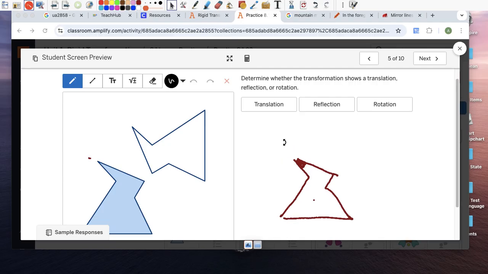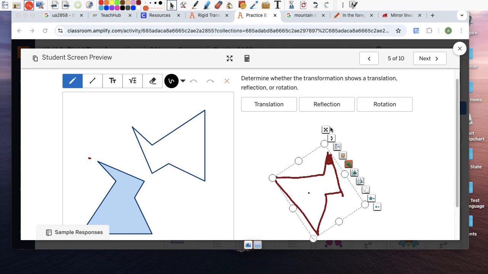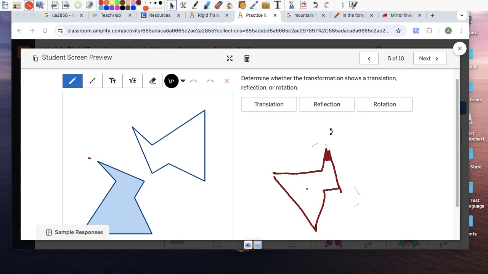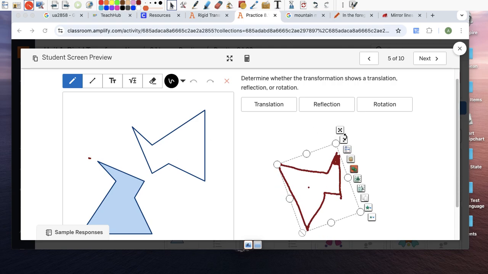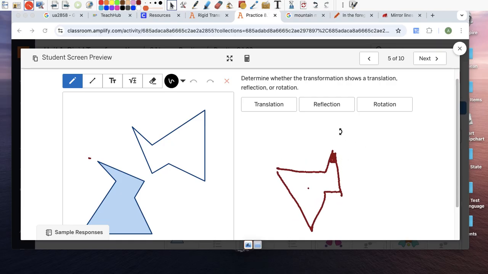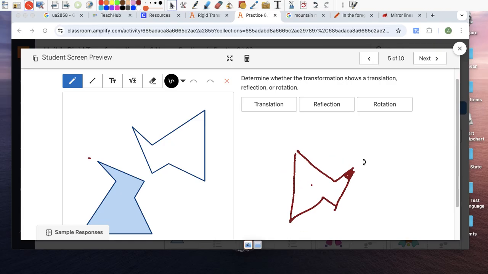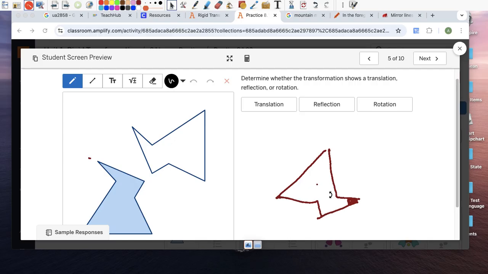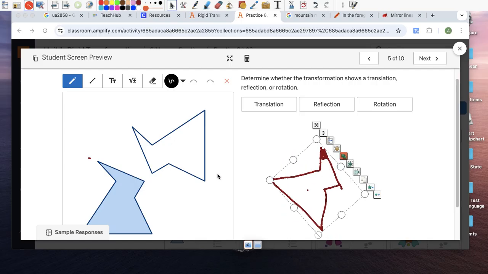If I rotate this, notice that that shape will never, ever become that shape. There's no way. Look, even at this position, they're not the same, right? So it's not a rotation. Even if I rotate it the other way, counterclockwise, I get there, I get there, I get there. It's never going to be in the same position as this one. So it's definitely not a rotation.